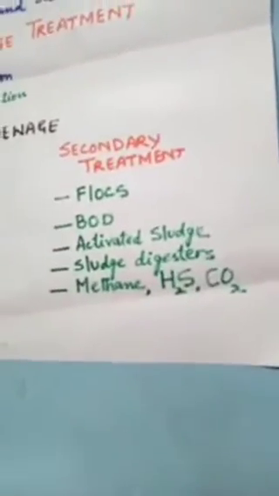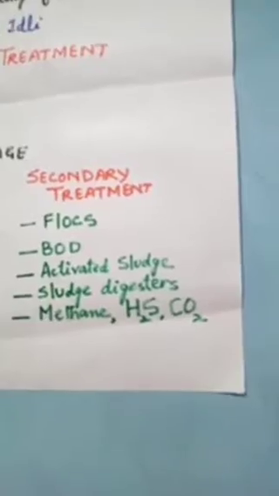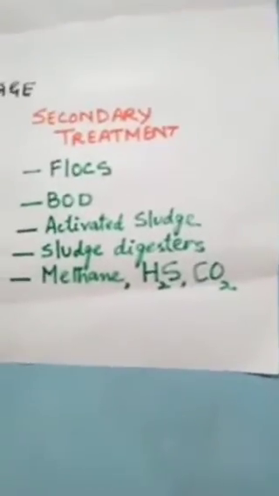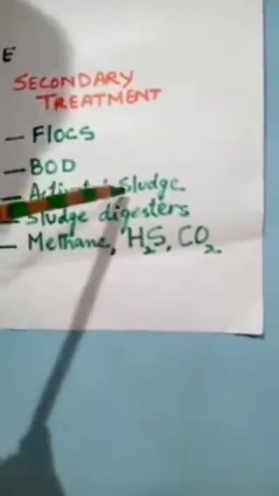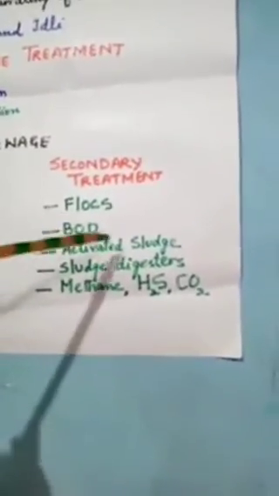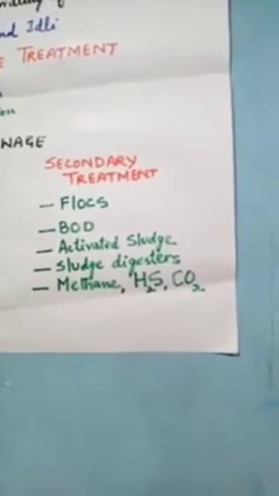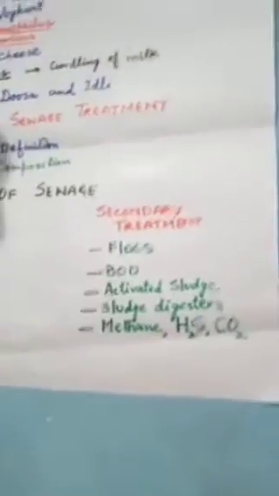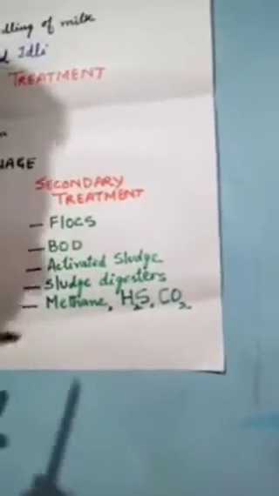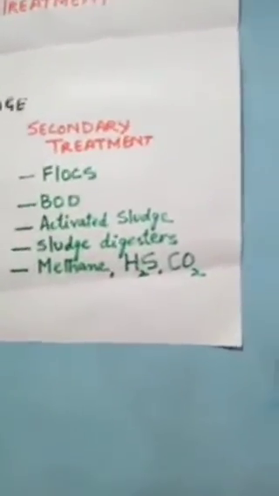Then this effluent is passed into a settling tank where the bacterial flocks are allowed to sediment. This sediment is called the activated sludge. A part of this activated sludge is pumped back into the aeration tank in order to serve as the inoculum. The remaining part of this sludge is pumped into large tanks, which are called sludge digesters.